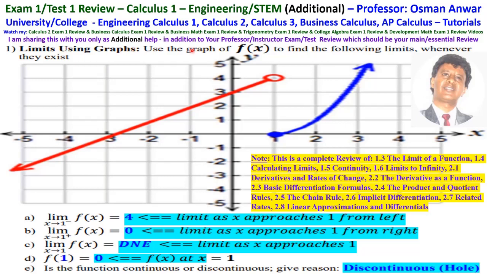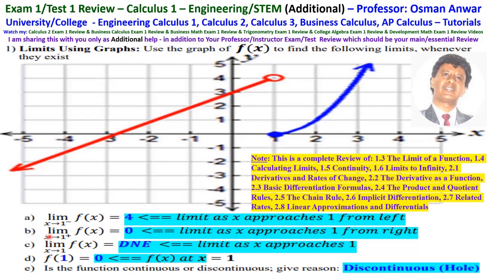Number 1 is limit using graphs. Use the graph of f of x to find the following limits whenever they exist. A. Limit as x approaches 1 from the left, f of x. So you walk on this line from the left as you approach 1, f of x, which is y, approaches 4.